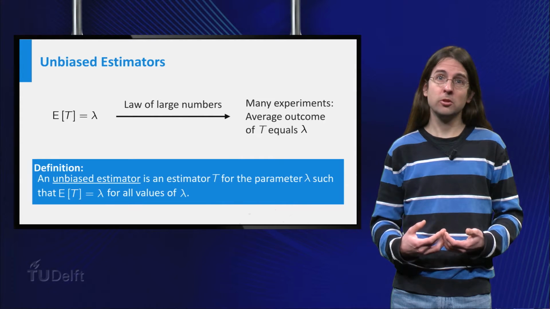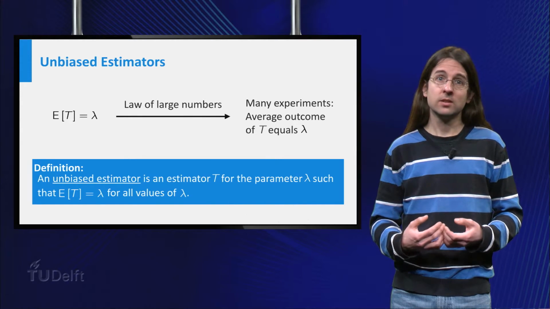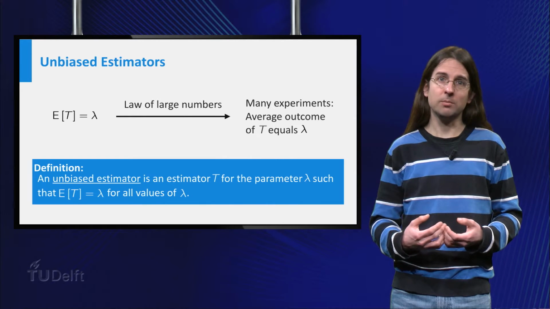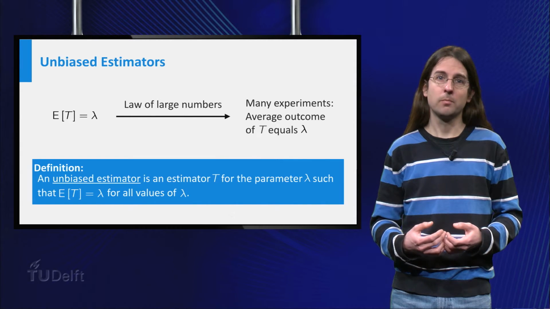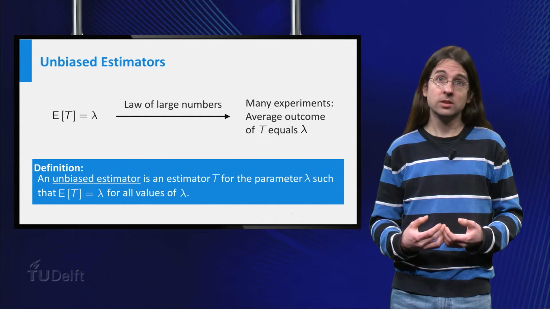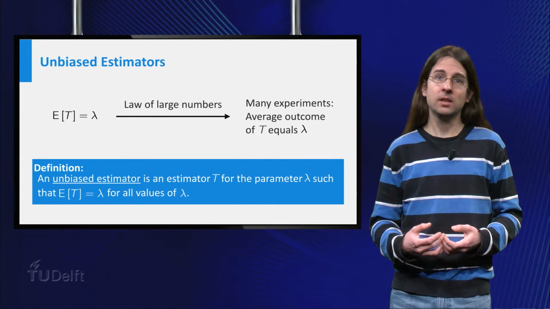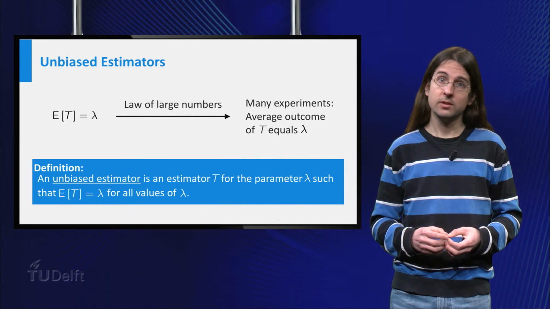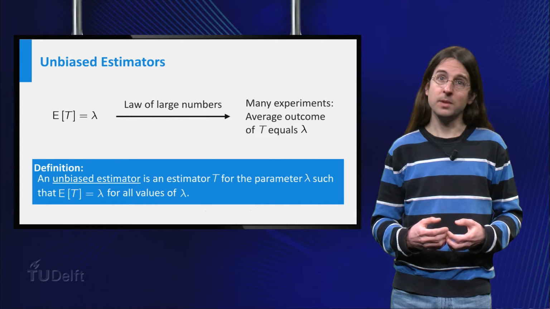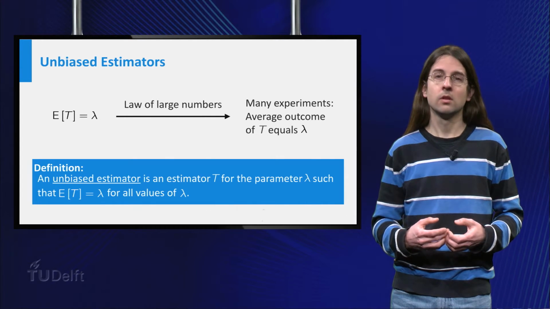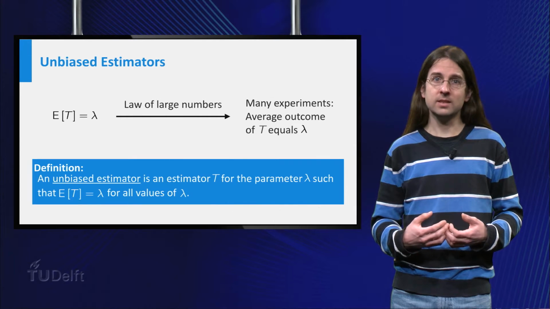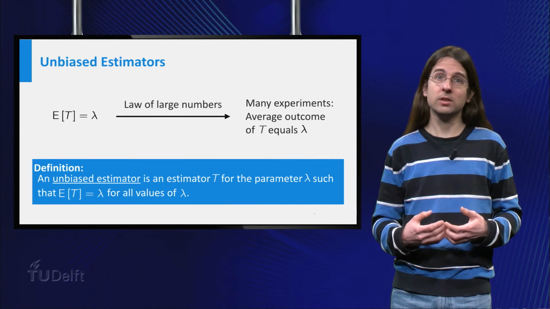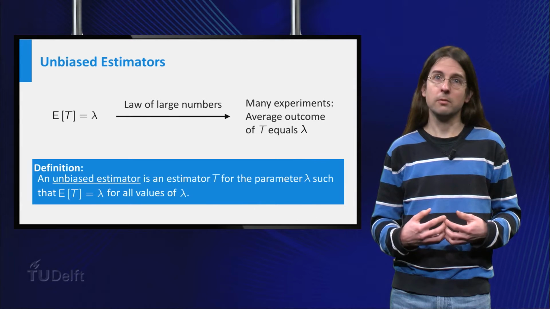Suppose you draw from a distribution depending on the parameter lambda. An unbiased estimator for this parameter lambda is an estimator T such that the expectation of T equals lambda for all values of lambda. Notice that for each value of the parameter lambda, the distribution of the outcomes, and thus of T, is different. So the expectation of the estimator T varies as well. The definition of unbiased estimator tells you a bit of how you want this distribution of the estimator to vary with lambda.